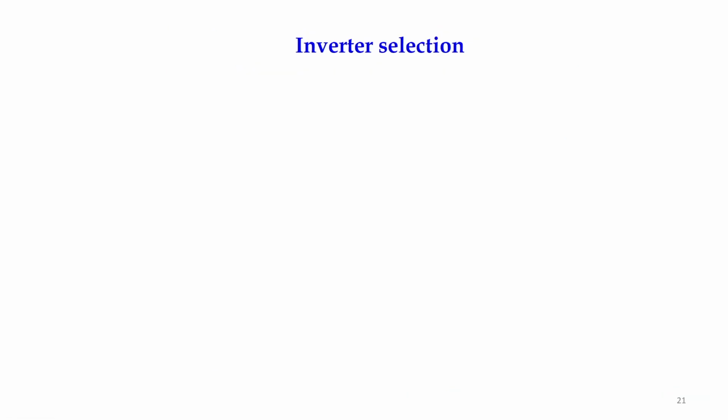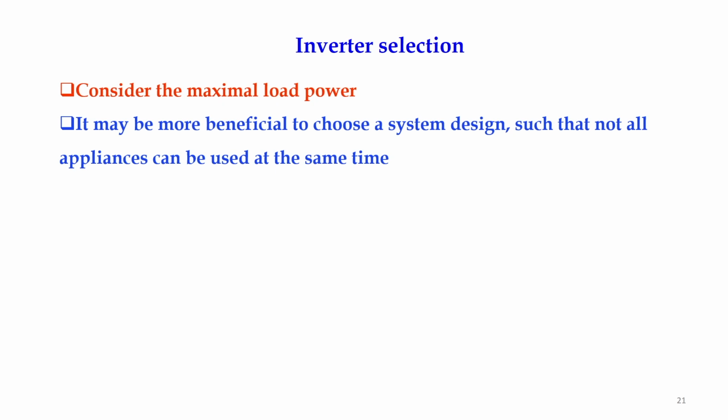So, once we are done with that, then we can go for inverter selection. Two important factors we need to be concerned about. One is to consider the maximal load power, and it may be more beneficial to choose a system design such that not all the appliances can be used at the same time. Okay. So, this is one concern.